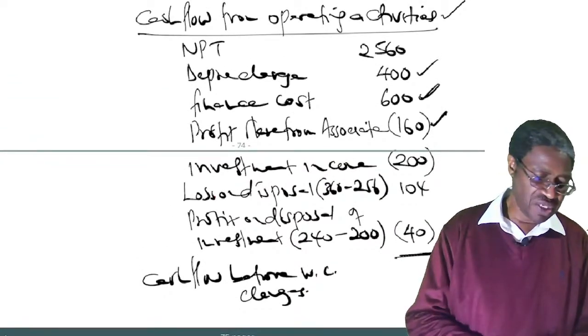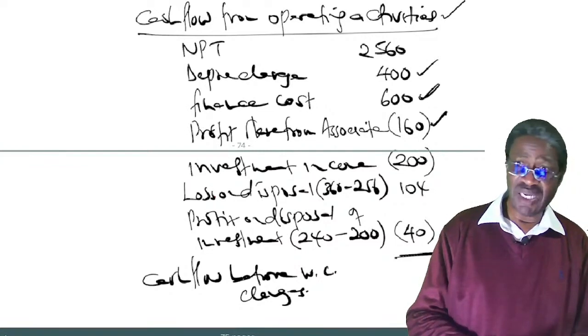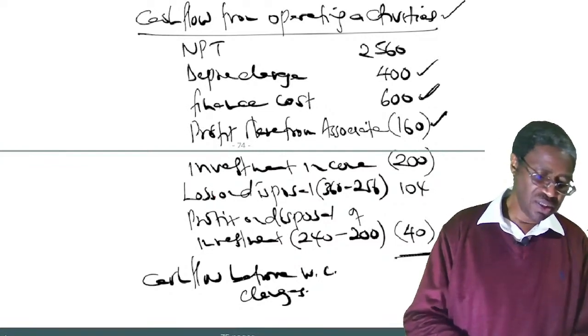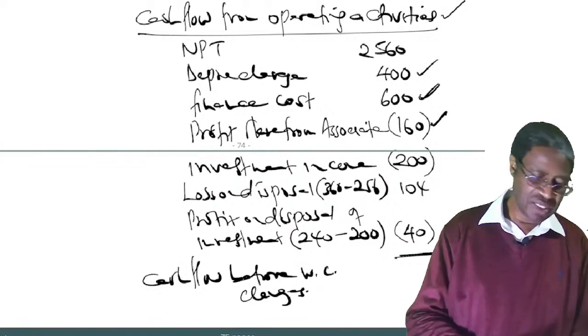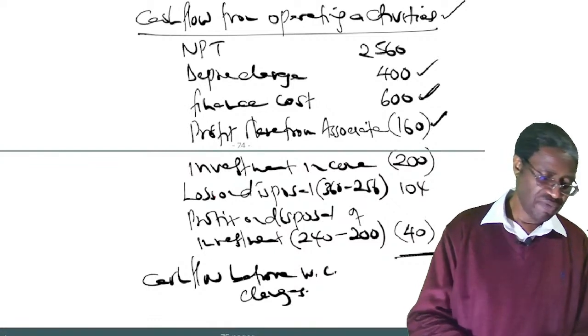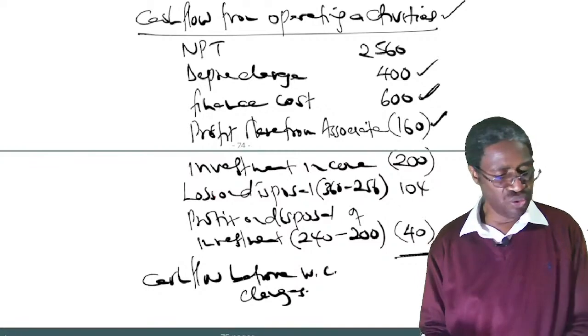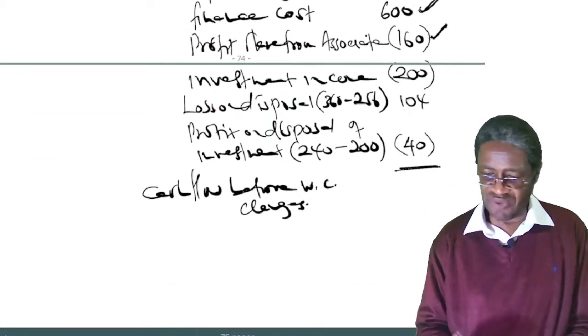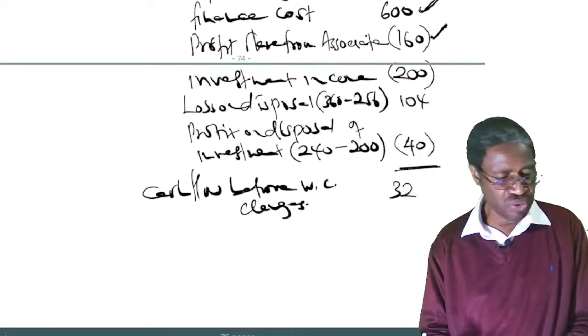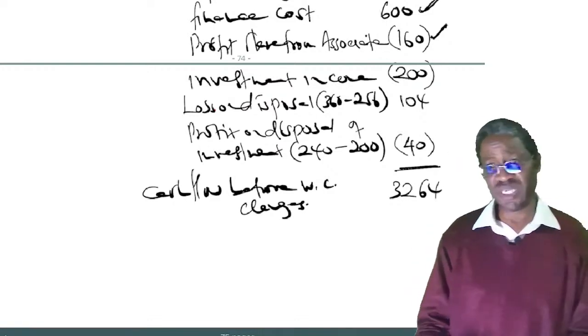That is 2560 plus 400 plus 600 minus 160 minus 200 plus 104, yes, minus 40. I am getting a net of 32,64. If I'm correct, you'll confirm my figures. I'm getting a net of 32,640. That's what I'm getting.